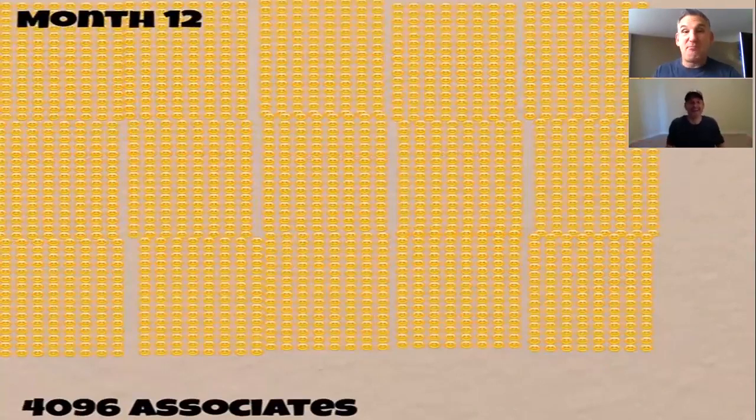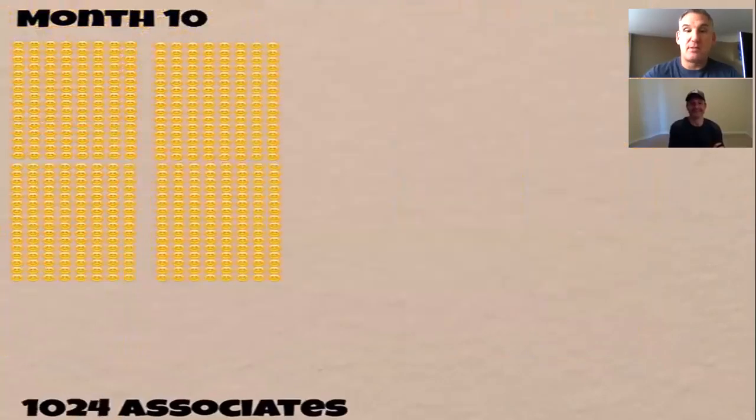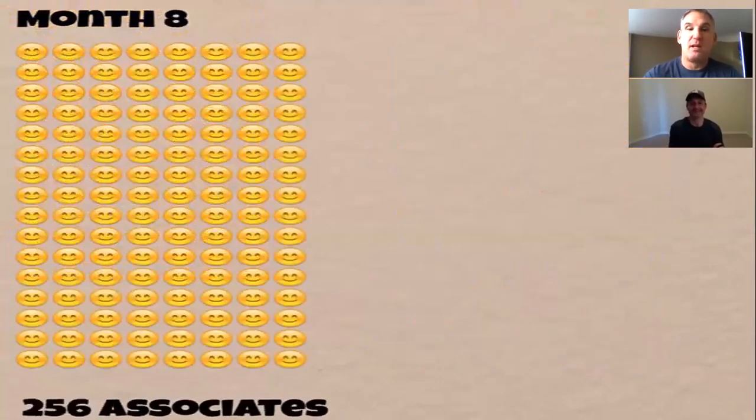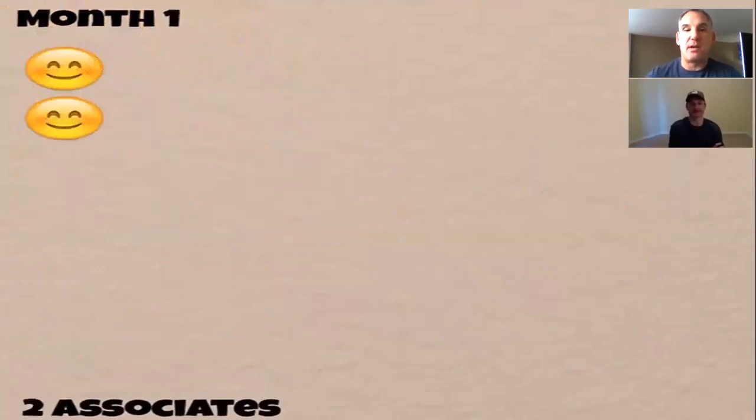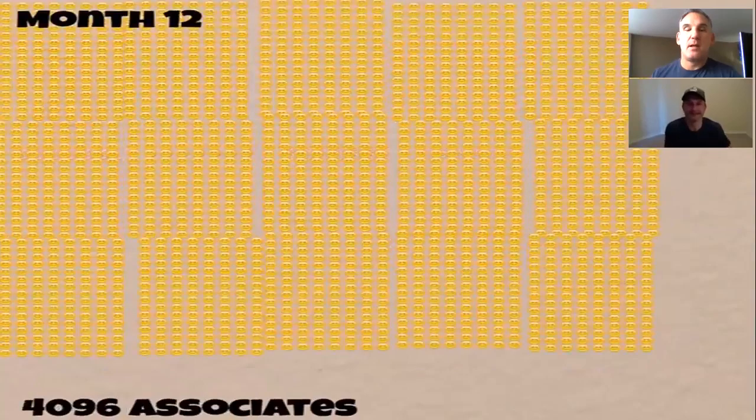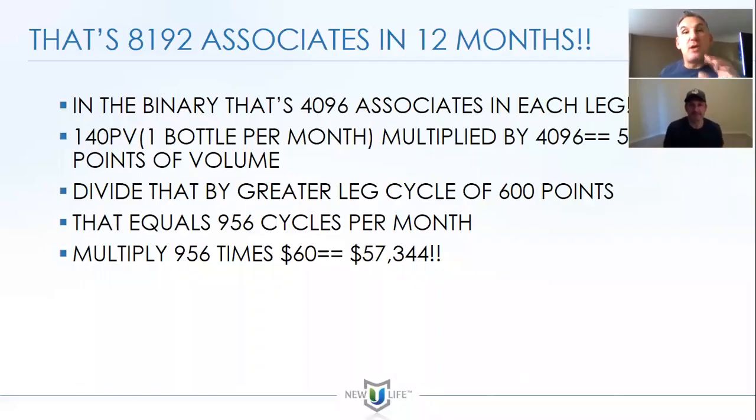So check it out. After 12 months, you have 4,000 plus 2,000 plus 1,000 plus 512 plus 256. Okay? Wow. We're adding all of this up in the binary tree. When you add this all up, it comes out to 8,192 associates. But remember, one is on your left side, one is on your right side, so the binary tree is split right down the middle. It's 4,096 associates on one side, 4,096 on the other side, okay?